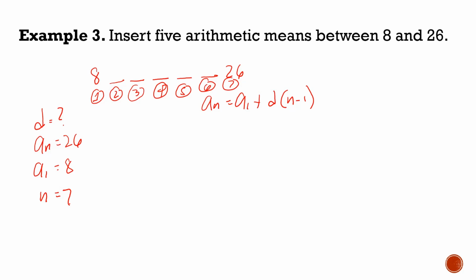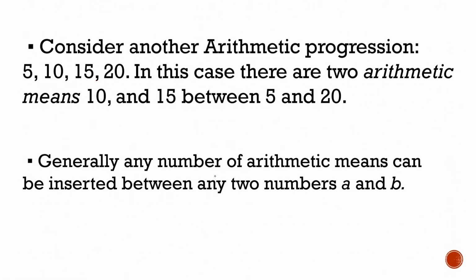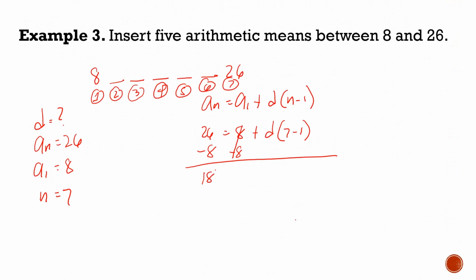After we figure out a_n, a_1, and n, just plug them into the formula and solve for d. So a_n is 26, a_1 is 8, we need to find d, n is 7. So subtract 8 on both sides. This will be equal to 18 equals, this is 6, right? 6d. And then finally divide by 6 on both sides. Therefore, our d is equal to 3.